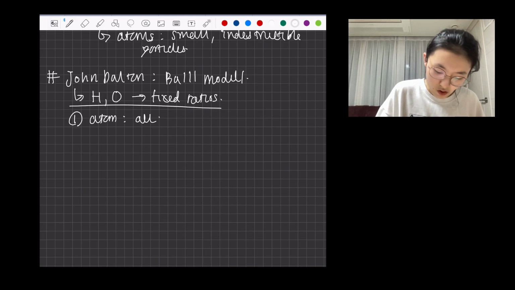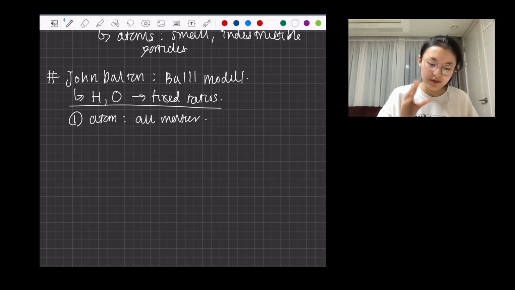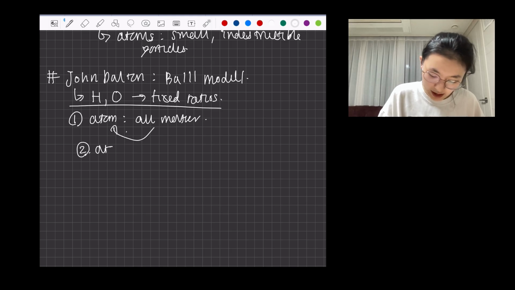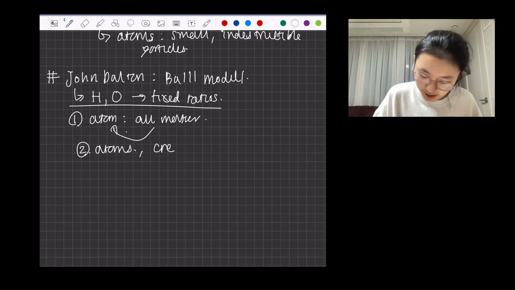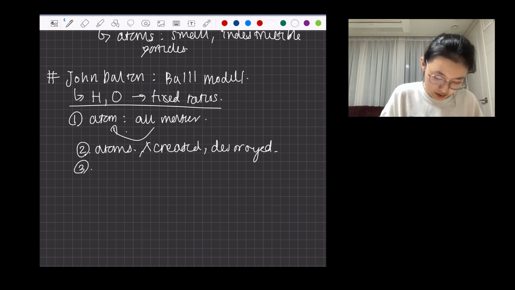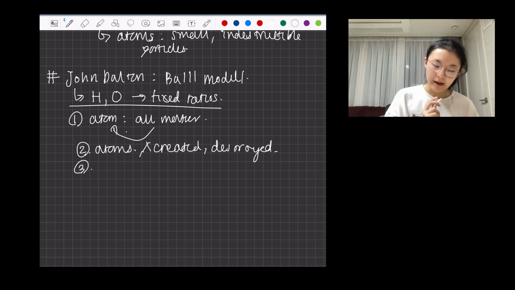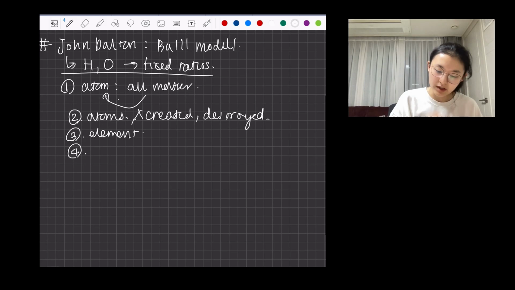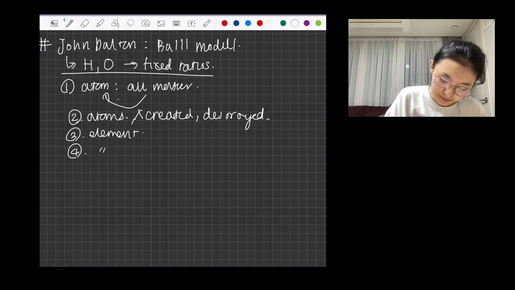First, all matter is essentially composed of tiny invisible particles called atoms. Atoms cannot be created or destroyed, much like the concept of energy. Atoms of the same element are alike in every way. The next principle is that atoms of different elements are different.